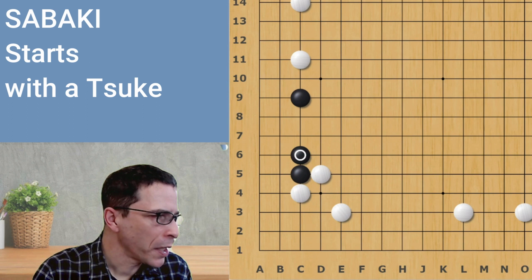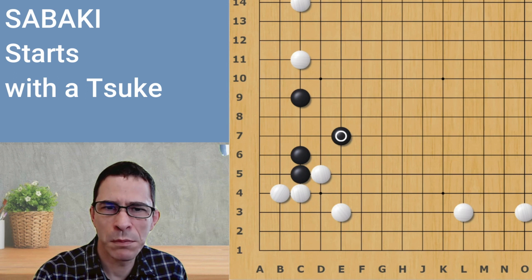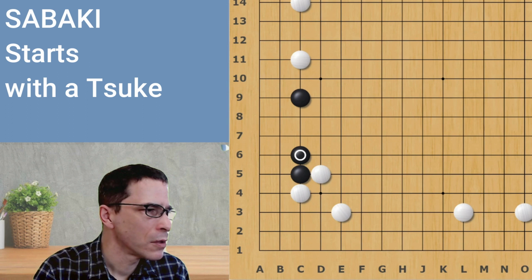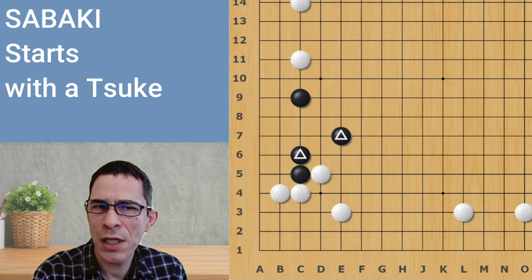White will play here and black plays here. In instigating this exchange of some moves towards the corner, I would say that black has improved when compared to this position. I would say that black has maybe even moved forward one stone. So this stone that black has just played, black also got this stone. So in a way, black got two key points in improving the black group.